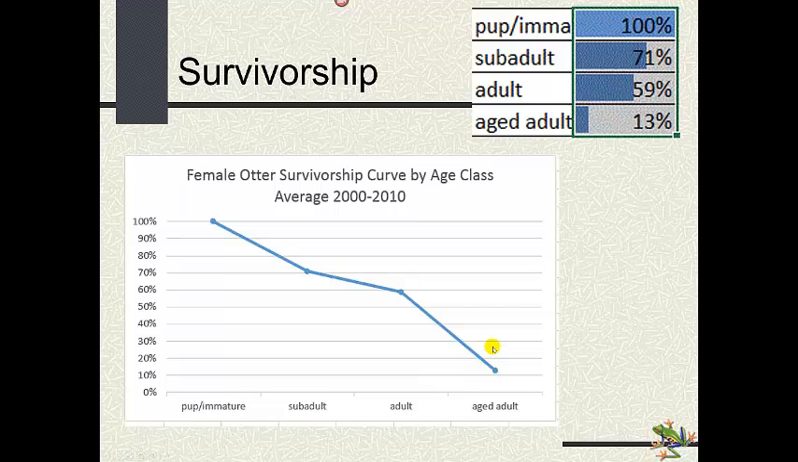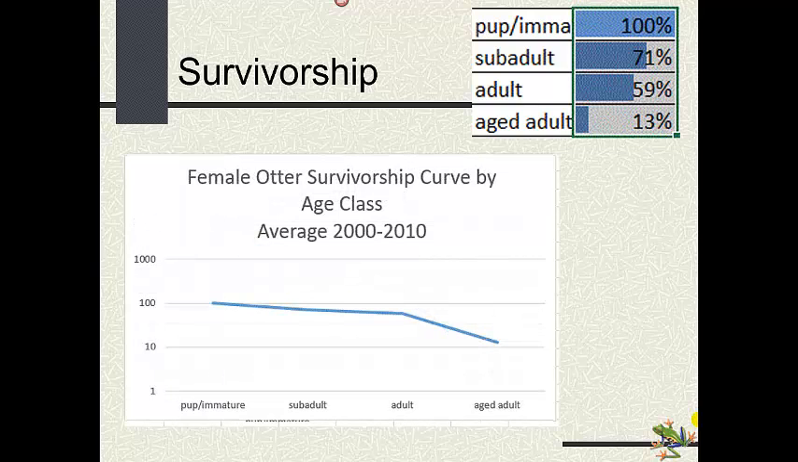Survivorship curves use a logarithmic scale on the y-axis. The units on the logarithmic scale are in orders of magnitude. So here you see it goes from 1 to 10 to 100 in the same intervals. We will talk later about why this is done.